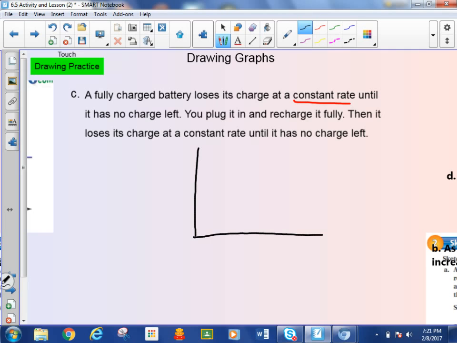And we're going to do our time over here, or down here. And then this would be our charge, or energy, whatever you want to put. So a fully charged battery, it's going to start off at a high charge. So we're going to start off somewhere up here, right? Because it's going to start off at a high charge. And it says it loses its charge at a constant rate until it has no charge left. So we're going to drop down at a constant rate until we're down to 0, no charge left.